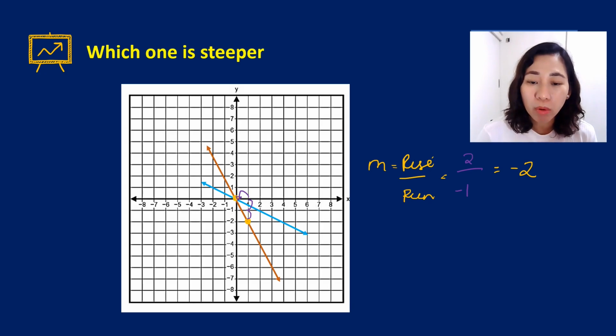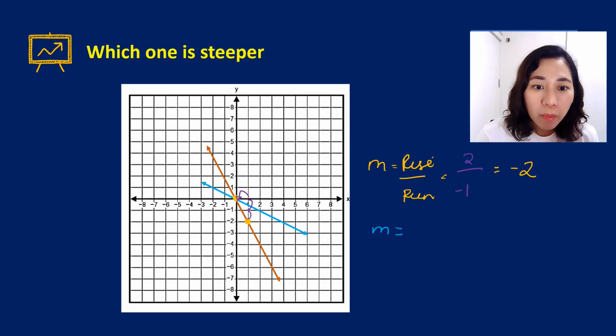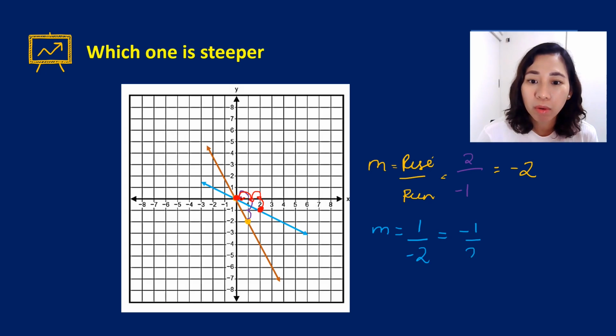What about for the blue line? I will get this point here. In this case, my rise is 1. I want to go to this point, right? My rise is 1. I went up. And then I went to the left. So that's negative. Left by 1, 2 units. So that's negative 2, correct? So the slope is negative 1/2.